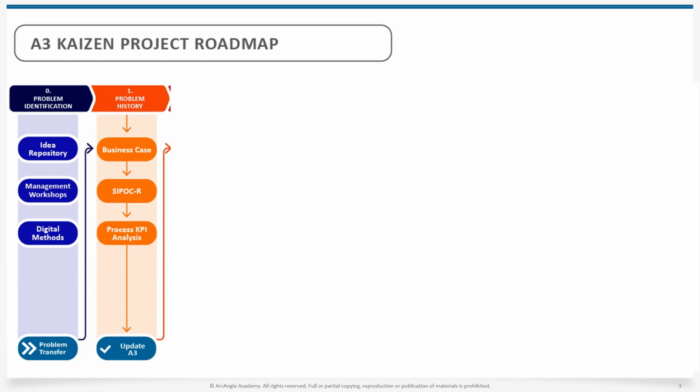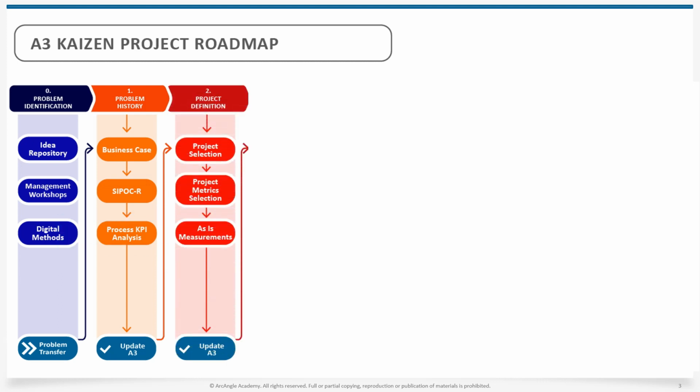Phase 1. Problem history. This phase involves understanding the background and context of the identified problem. It includes business case, developing a business case to justify the need for the project. SIPOC-R, creating a high-level process map that identifies the suppliers, inputs, process, outputs, and customers, while also considering requirements. Process KPI analysis, analyzing key process performance indicators to gain insights into the problem's impact.